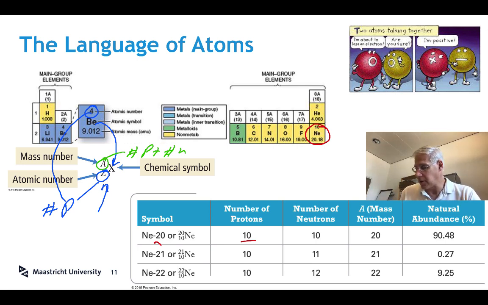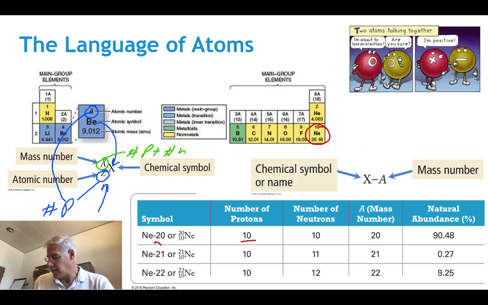Because we have neon-20, and that is our mass number there, that means that we have 20 total protons and neutrons. So if I have 10 protons and 20 total particles in the nucleus, the remainder must be neutrons, so I must have 10 neutrons to get 20. We see then that for neon-21, we would have 11 neutrons, and for neon-22, we're going to have 12 neutrons. So we can't get the number of neutrons from the periodic table. We do need to know a little bit about what isotope we're dealing with.